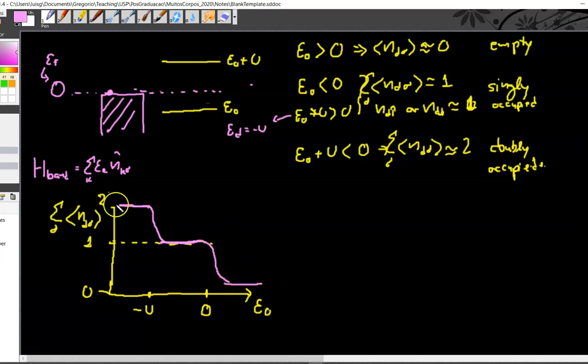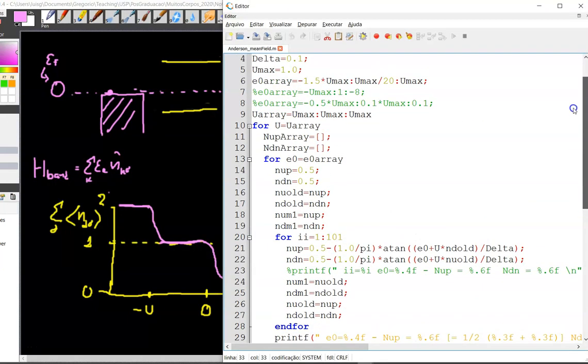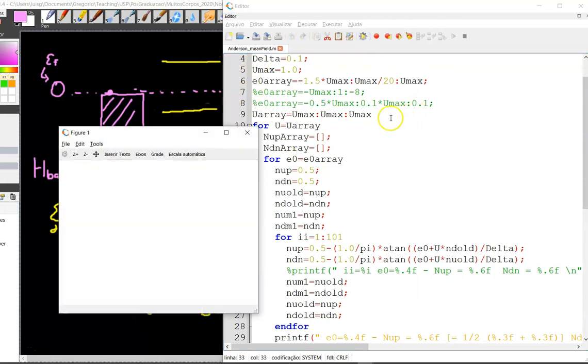I'll do this as a function of epsilon 0 ranging from, say, minus 1.5 u up to u. So it's going to cover pretty much what's plotted here. So let's run and see what you get.